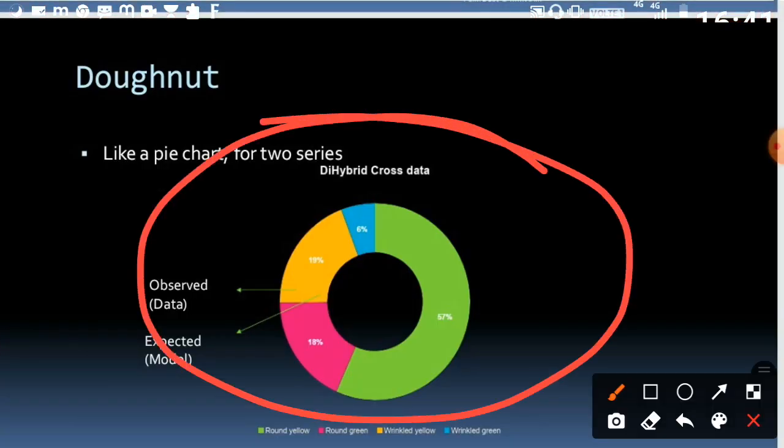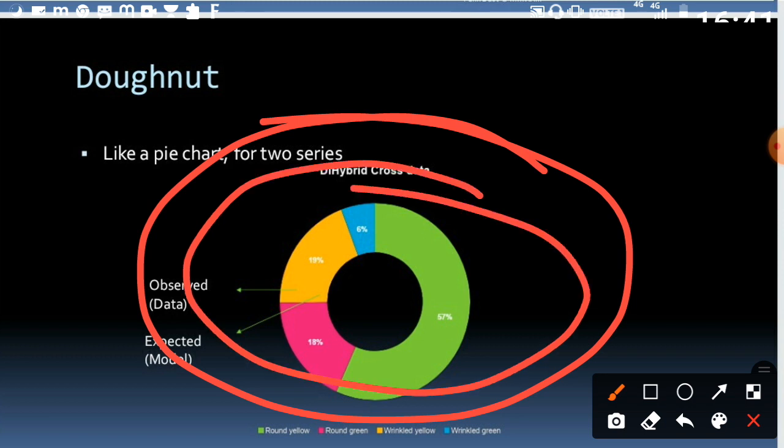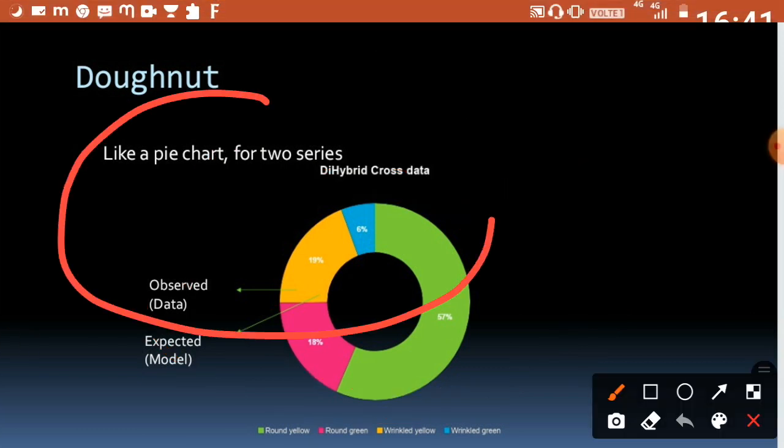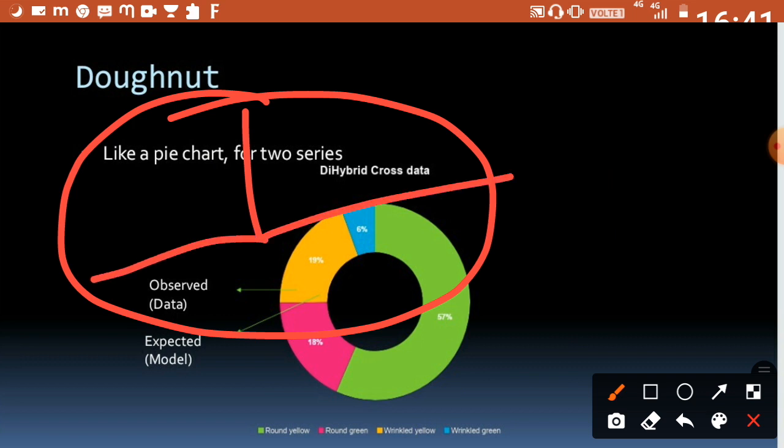So this is how the donut chart actually looks. Isn't it that it looks similar to a donut, right? That's why its name is donut. And your pie chart is also very similar to this, right? Your pie chart is something like this. Somewhat your pie chart looks like this, right?